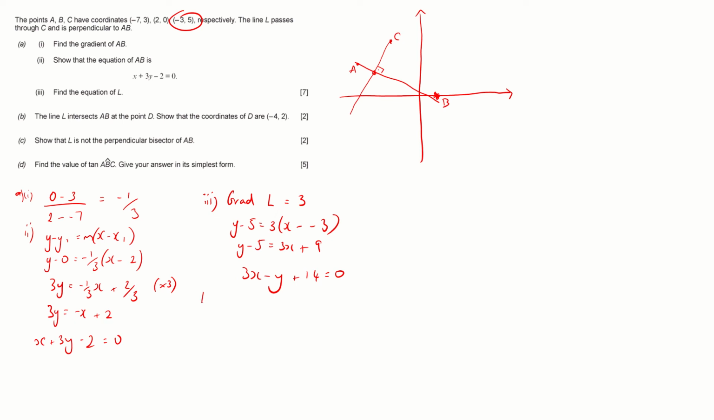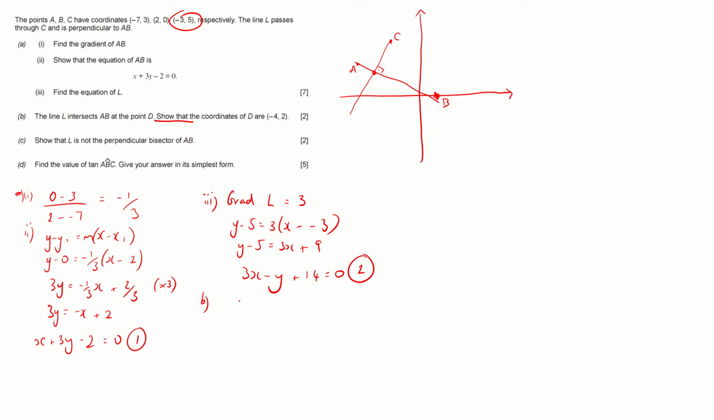Part B. Let's go from there. The line L intersects AB at the point D. Okay, so this is the simultaneous equations part. Show that the coordinates are there. It's just that lovely phrase, show that, which is the answers given in the question, so that's good news. We have two equations of lines. We call this one number 1, this one number 2. Simultaneous equations, it's entirely up to you which method you go for.